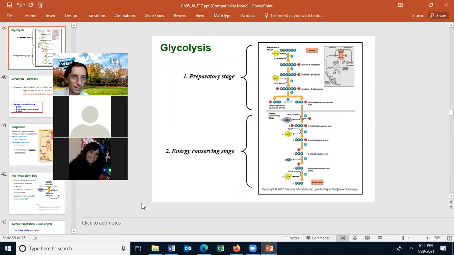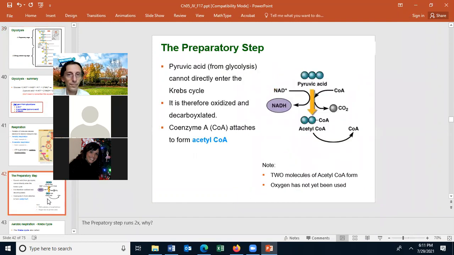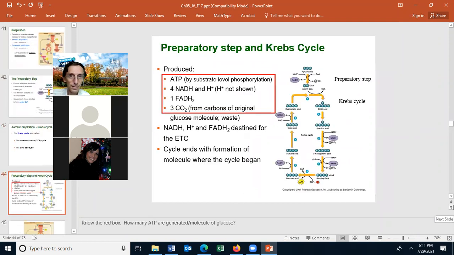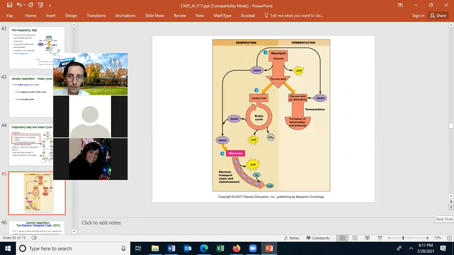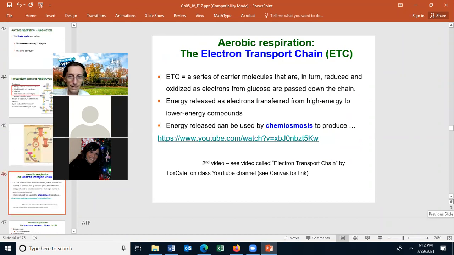Now I gotta go back. Let's see if that's gonna work. It does go forward that way. It didn't go backwards though. Nope, that didn't work.